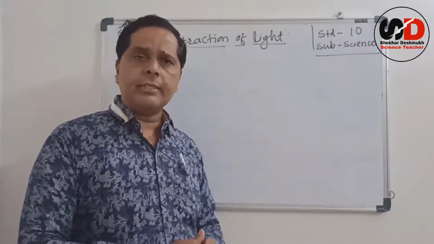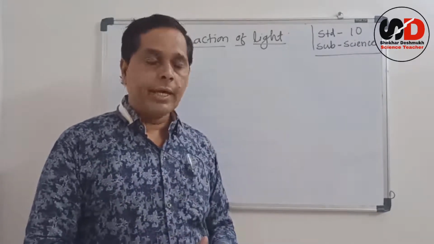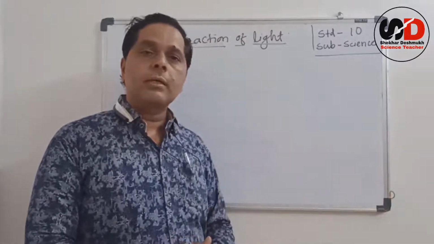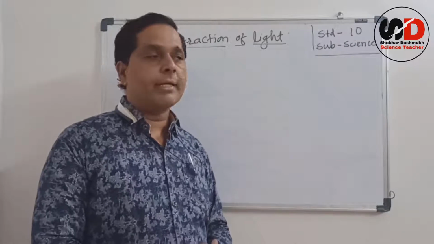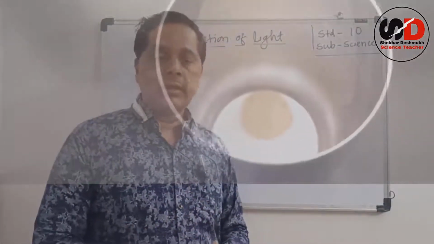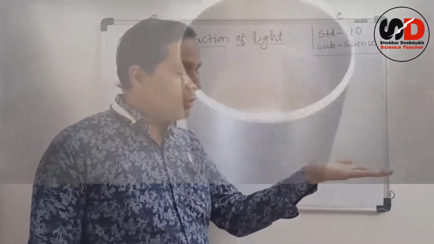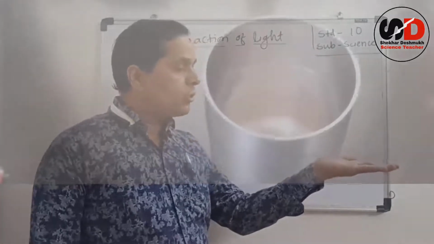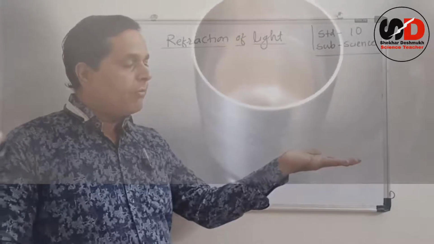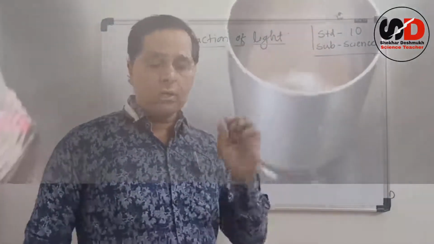The second activity is a very interesting activity. Keep the 5 rupee coin at the base of the steel glass or metal container, any metal pot, and see that 5 rupee coin with your eye, and just go back and stop where you are not able to see the coin.